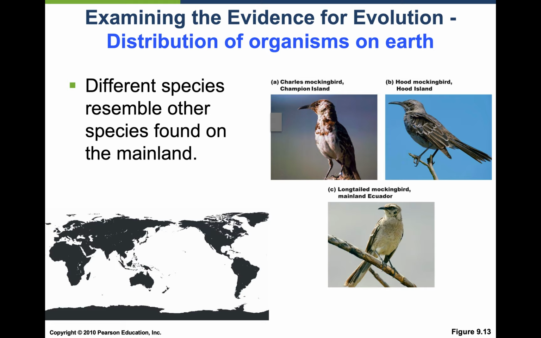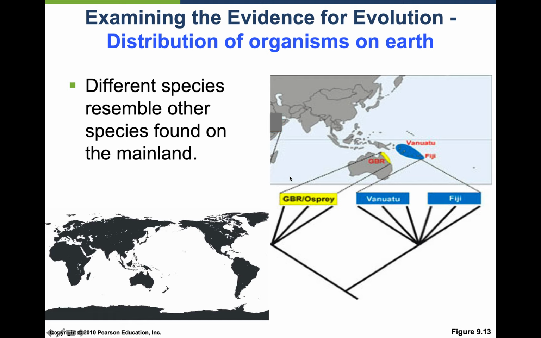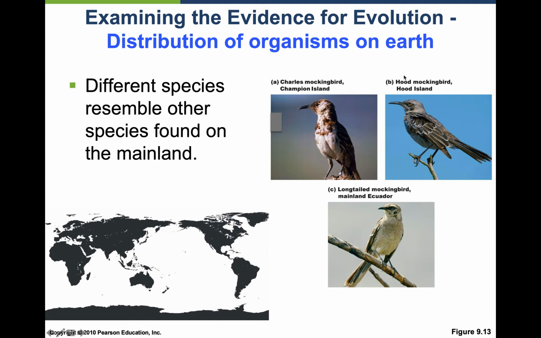All right, distribution of organisms on Earth is another one. Different species are going to resemble other species found on the mainland. Here's an example of this. You have these three bird species here. This one's going to be on these islands that are very close to Ecuador. They all resemble each other because they're very close geographically to each other in Ecuador.